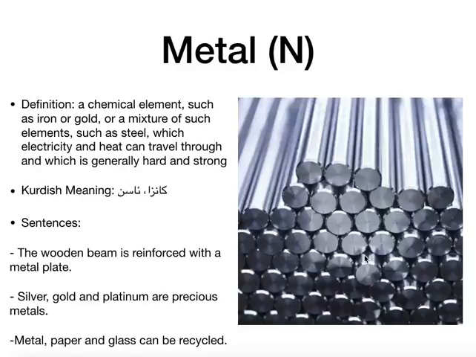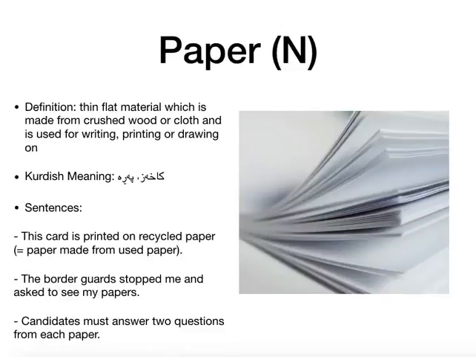Usually heat travels through metal really easily. So for example, if you put a kettle on the stove, the kettle, which is made from metal, will get warm really easily, much faster than other substances. The wooden beam is reinforced with a metal plate. Silver, gold, and platinum are precious metals. Metal, paper, and glass can be recycled, which means that we can reuse it.